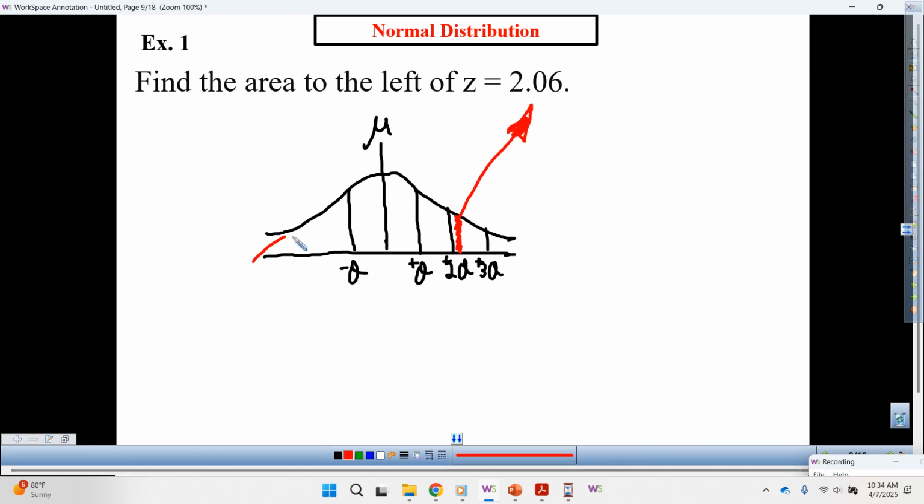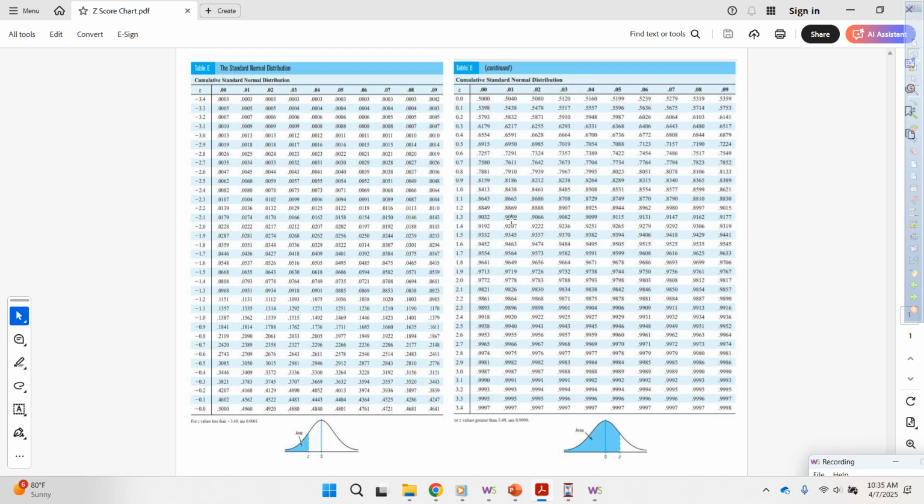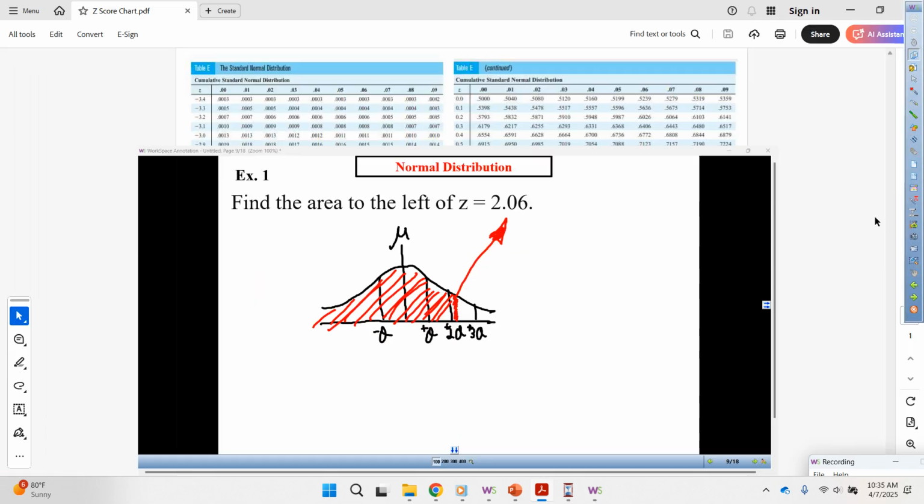But now we need the area. What is the percentage of the area to the left of that Z-score? All right, so 2.06. What do I do from there? Brandon Doherty. You go to our chart, and what do you do? Okay, on the left chart or on the right chart? On the right, so we look for the 2. So let me zoom in. Hold on.